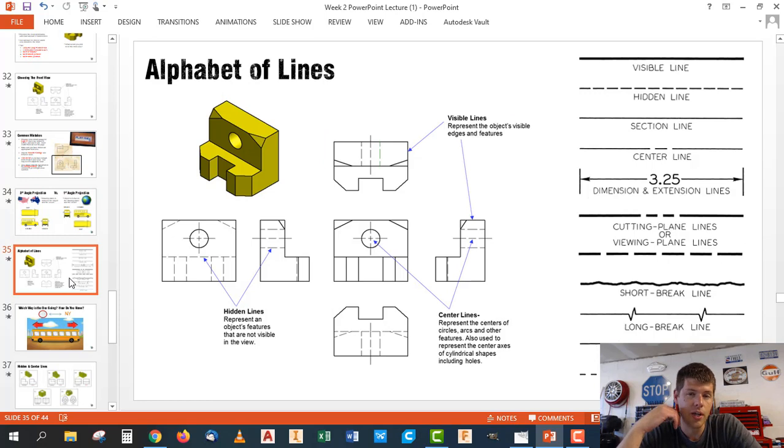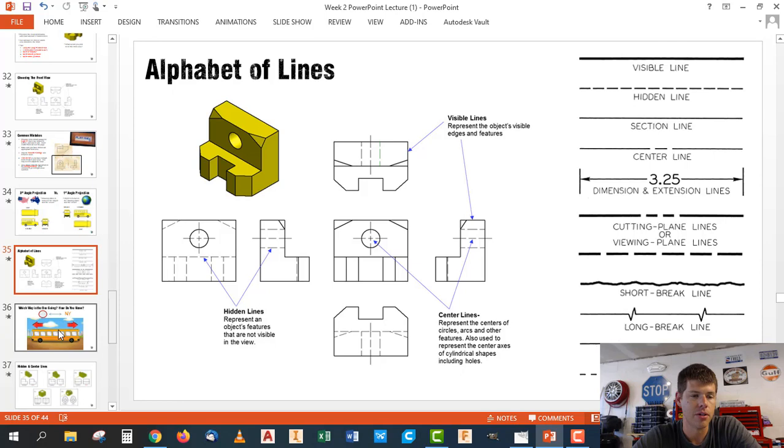Another thing we need to talk about really quickly is alphabet of lines. On a technical drawing, you're going to see different line styles or line types that get used for different purposes. The three we're going to use today are the three most common. We're going to look at visible lines, hidden lines, and center lines. And as we practice some drawings, you'll see those get used a little bit more.